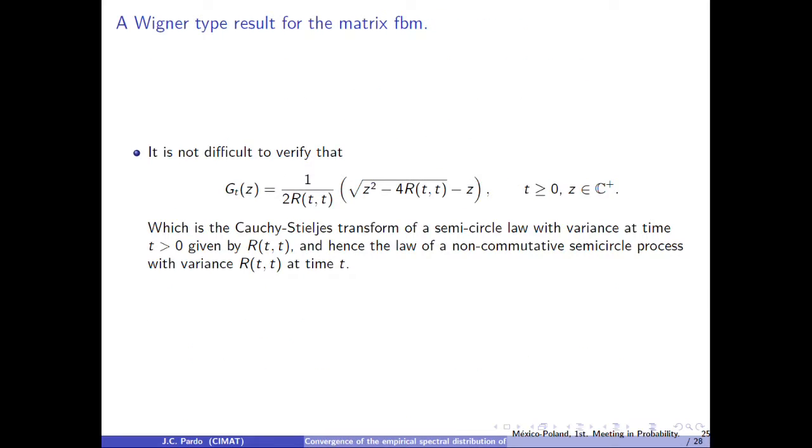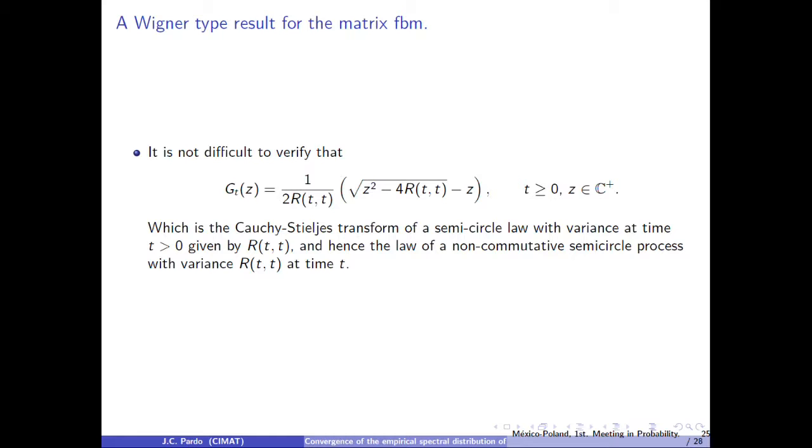And after some manipulation, we obtained that the Cauchy-Stieltjes transform of this guy, mu t, is just this identity, right? Okay, which is just the Cauchy transform of a semicircle law with variance at time t given by R_t t, and hence the law of a non-commutative semicircle process with variance R_t t at time t is defined, right?